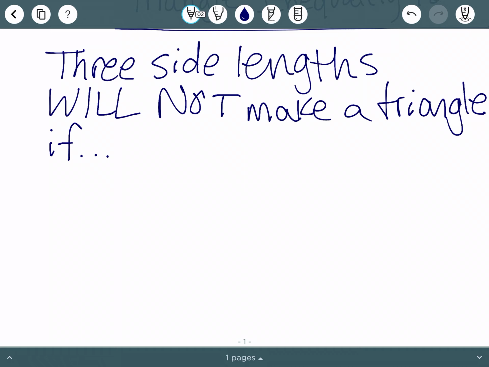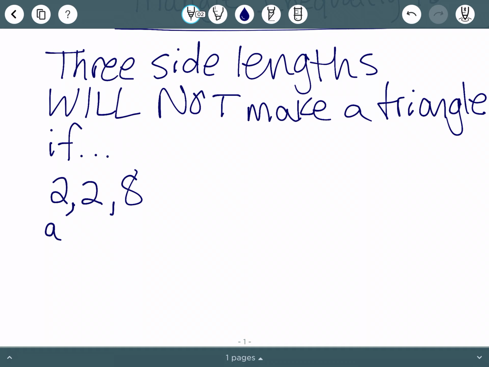Let's say we have side lengths 2, 2, and 4. Well, actually, no. Let's make that 2, 2, and 8. All right, I'm going to tell you right up front, these are not going to make a triangle. So let me show you why.